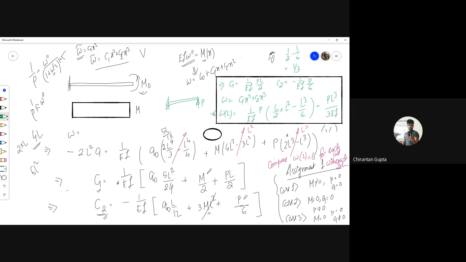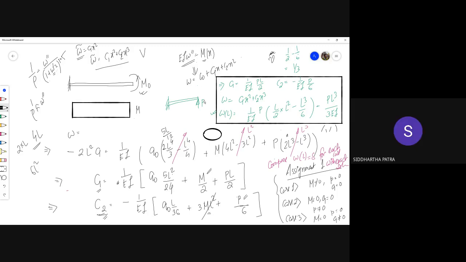Sir, in the C2 equation, I think that will be Q naught L by 36, the primary equation in which we are substituting the Q value and the M value. Okay, so you think this one is 36? Yes, sir, because we are ultimately dividing by 3L cube at that time. It's basically becoming 12 into 3, so 36. Okay, fine. No issues.